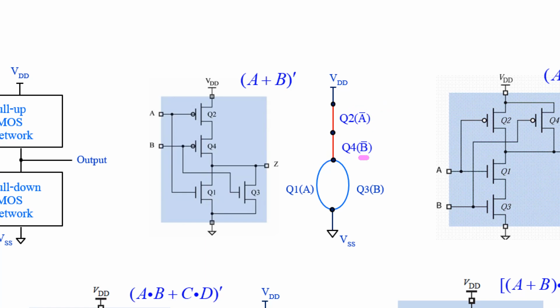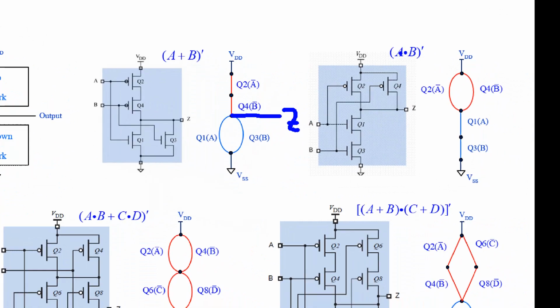We turn on when B is 0, and Q1, Q3, this transistor and this transistor, are parallel together, controlled by A and controlled by B respectively. And your output is this point, Z. Okay, for this one also, this one controlled by A, controlled by B, parallel together, active low A, active low B, and this one controlled by A, active high, this one controlled by B, active high. So you write series together, and your output is this point, output Z.